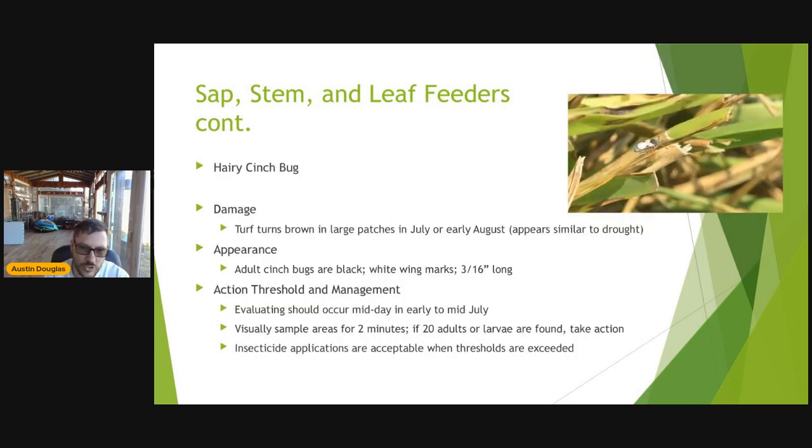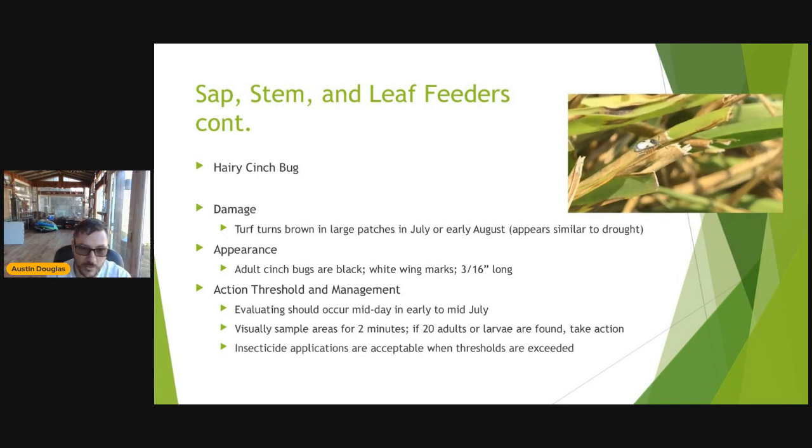Here we have the hairy chinch bug. I forgot an H. Chinch bug. Little guy right there. He's on some turf, getting ready to munch on it. It turns turf into some brown patches. They're large patches in early July or early August. And it looks very similar to drought damage.